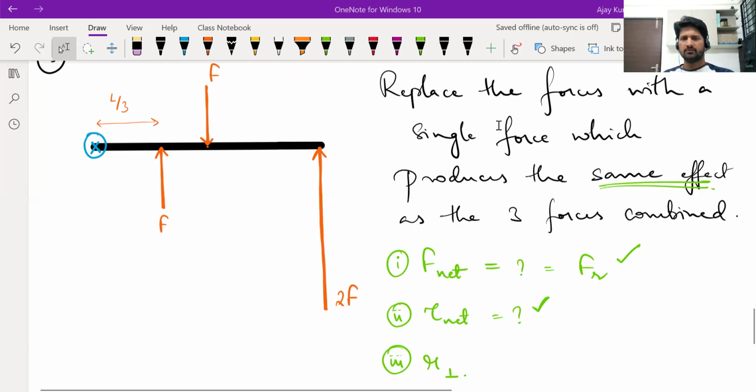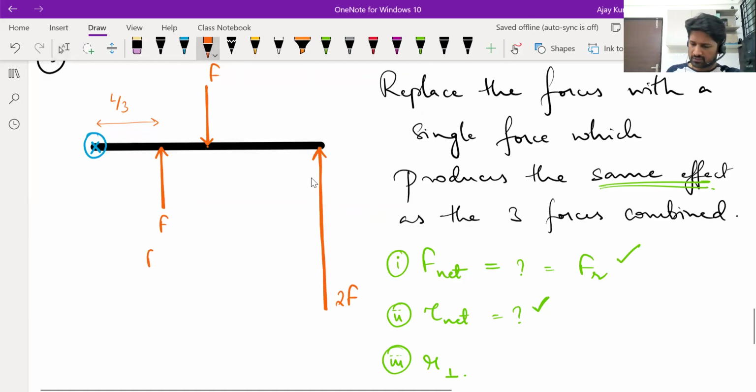Aishwarya, how much is the resultant of these three vectors? Sir, 2F upward. 2F upward, correct. It's like this force and this force cancel, and the only force which is not cancelled is 2F. And even if they don't cancel, you can write them as vectors and find out the resultant.